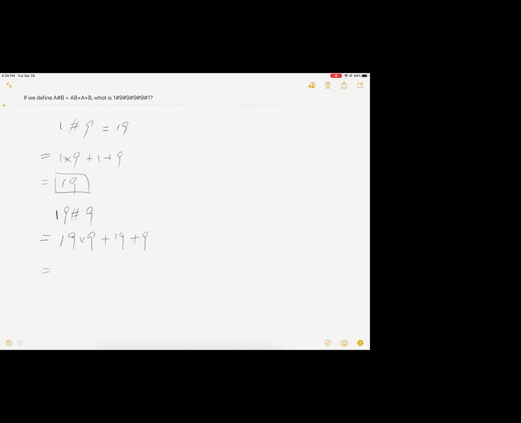How did you figure out this is 199? Well, for this one, I did 19 times 9 is 171 and then added. So 171 plus 19 plus 9 is 199. So basically you find a pattern, right?